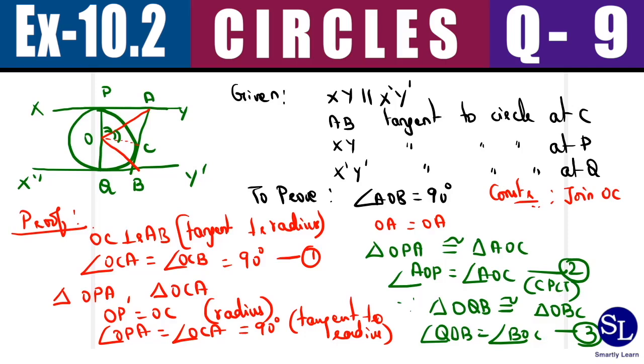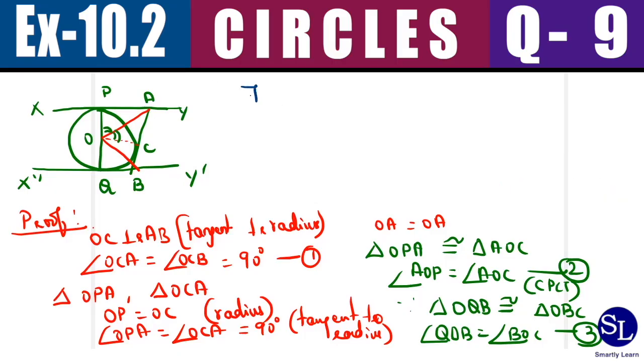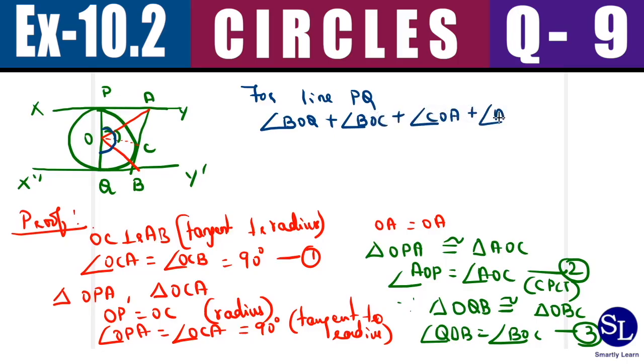Now what we have to prove is angle AOB is equal to 90 degrees. So let's take up the statement for line PQ. This is going to be the diameter, right? So the sum of this whole angle should be equal to 180 degrees. That means angle BOQ plus angle BOC plus angle COA plus angle AOP will be equal to 180 degrees. I've broken this 180 degrees as angles 1, 2, 3 and 4.